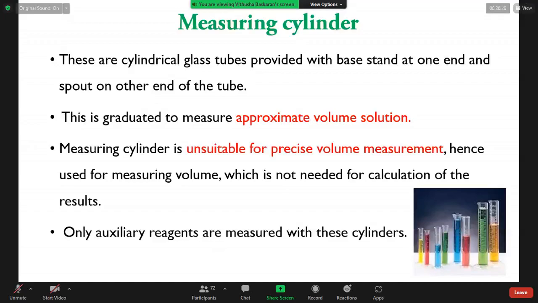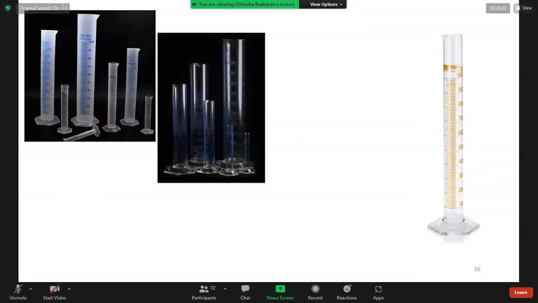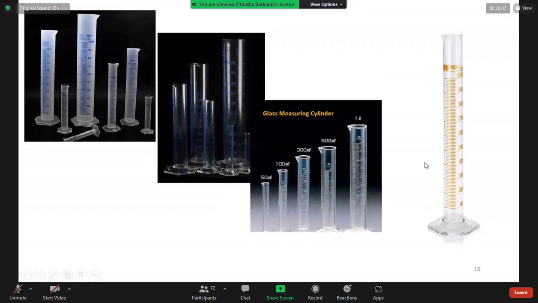It is provided with a base stand, and at one end it has a spout for easy pouring. These measuring cylinders can be made either from plastic or glass. The first picture shows the plastic measuring cylinders, and in the second picture you can see the glass measuring cylinders, and you can take different volumes here.